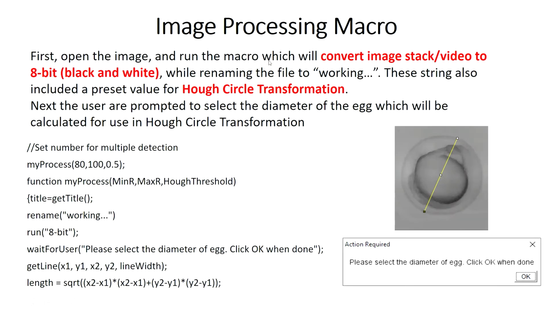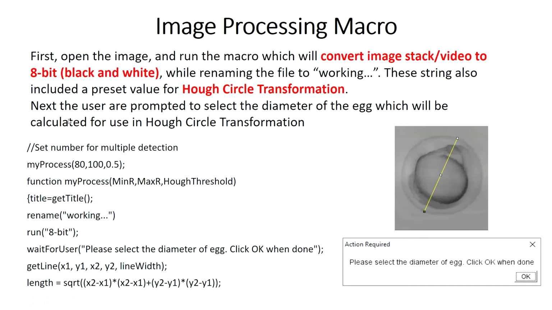In this step, we do image processing in ImageJ. First, we open the image and run the macro, which will convert the image stack or video to 8-bit, or black and white, and rename it to working. And here are the macro strings, which also include the preset values for the Hough circle transformation.